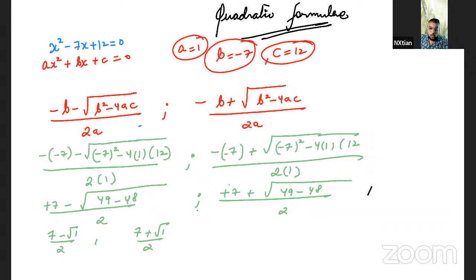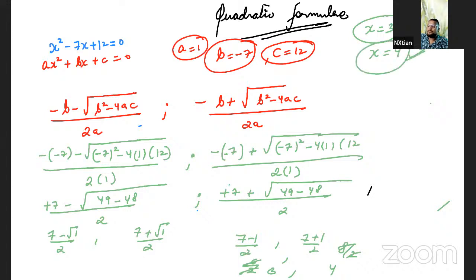And the value of root 1 is 1. It will become 7 minus 1 upon 2, 7 plus 1 upon 2. It will become 6 upon 2, which will be 3. And this will become 8 upon 2, which will be 4. So I got two x values, x as 3 and x as 4, to get the answer as 0. Yes or no?